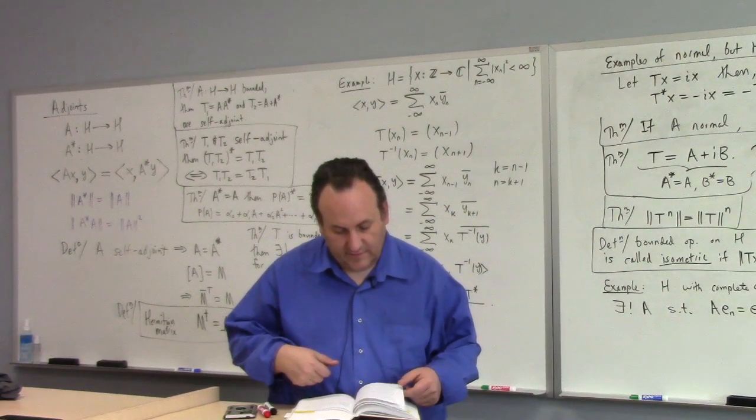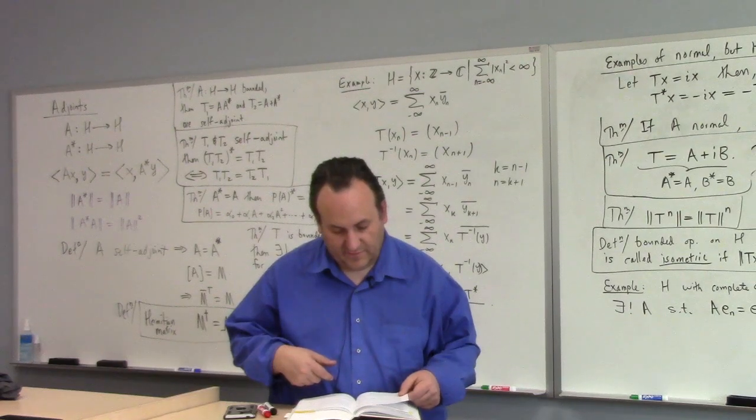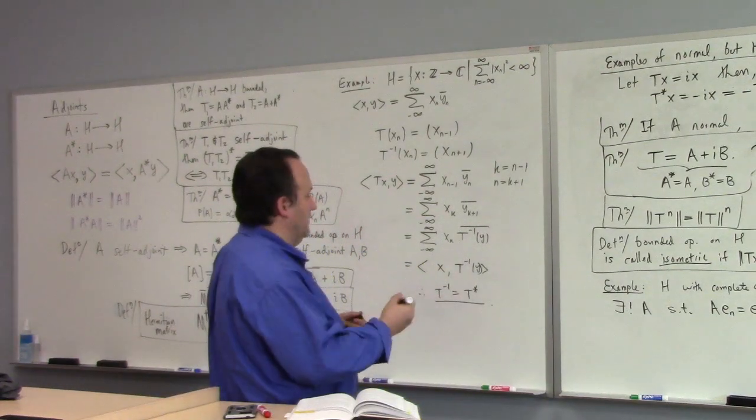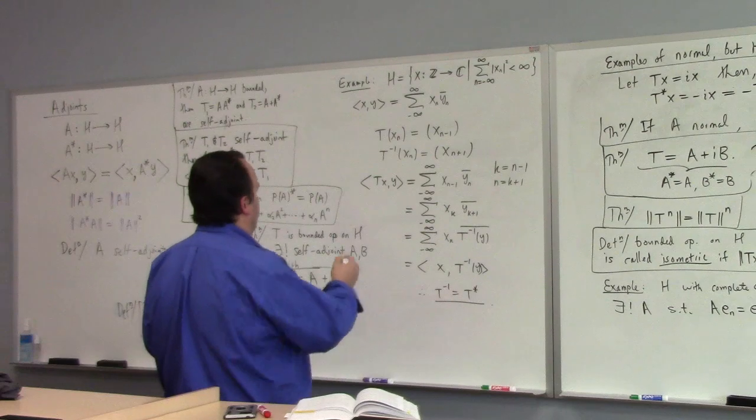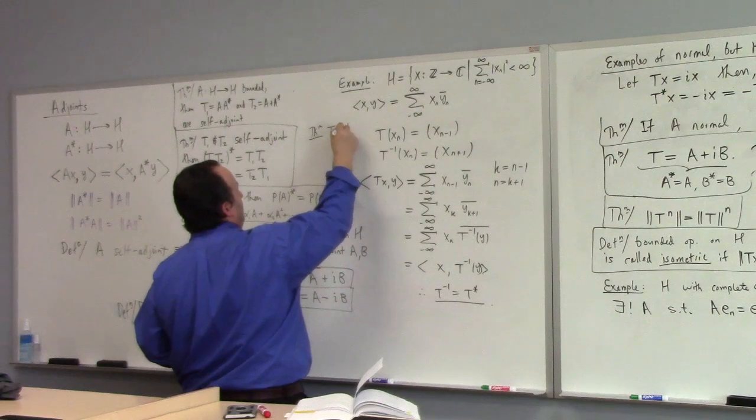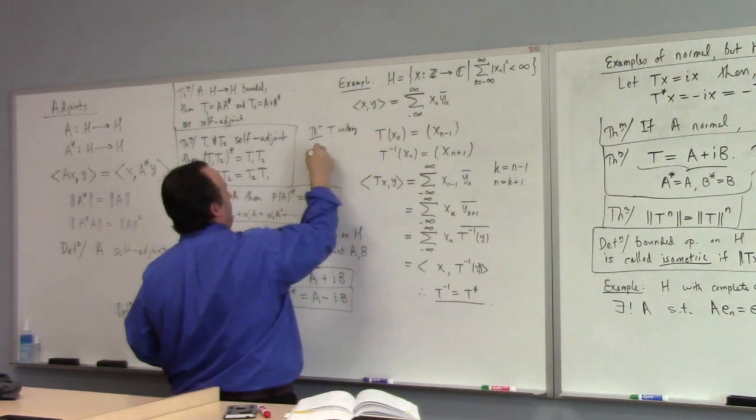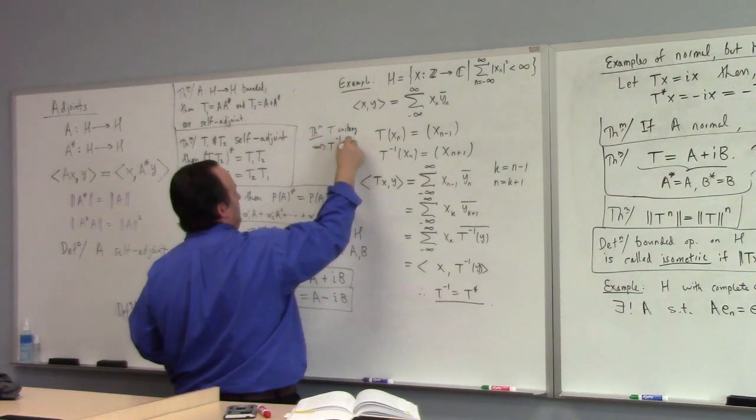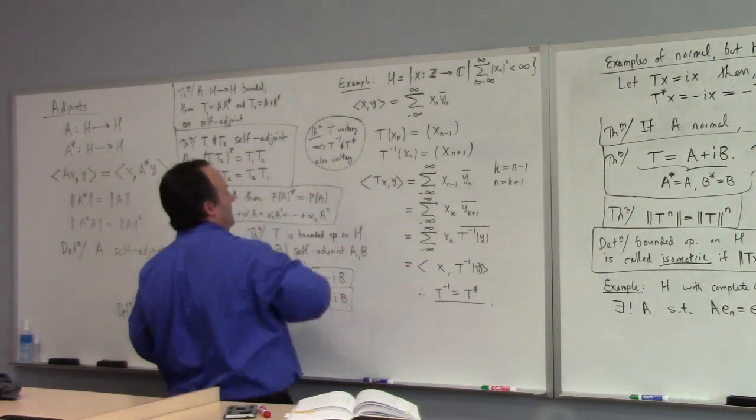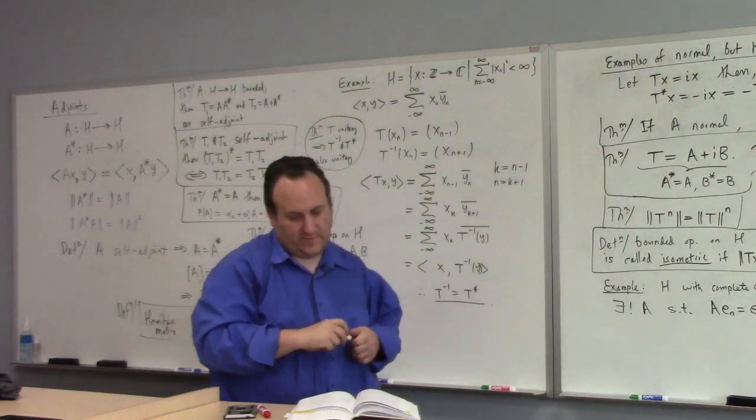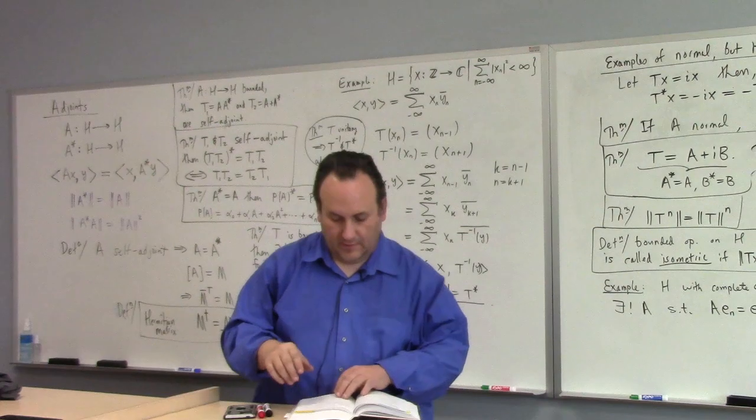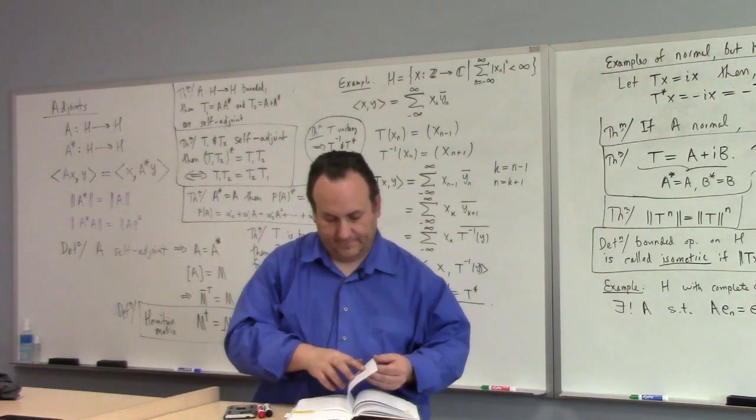Let's see here. He says, let T be a unitary operator, then T inverse and T star are also unitary. So, theorem: T unitary implies T inverse and T star also unitary. So that's the final theorem for this section, 4.5. Let's see here.